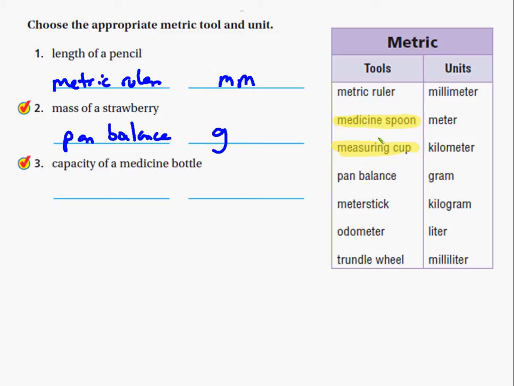Well, if I'm having cough syrup, I just want a spoonful. I don't want a cup of cough syrup. That would probably poison me. So I would say medicine spoon.